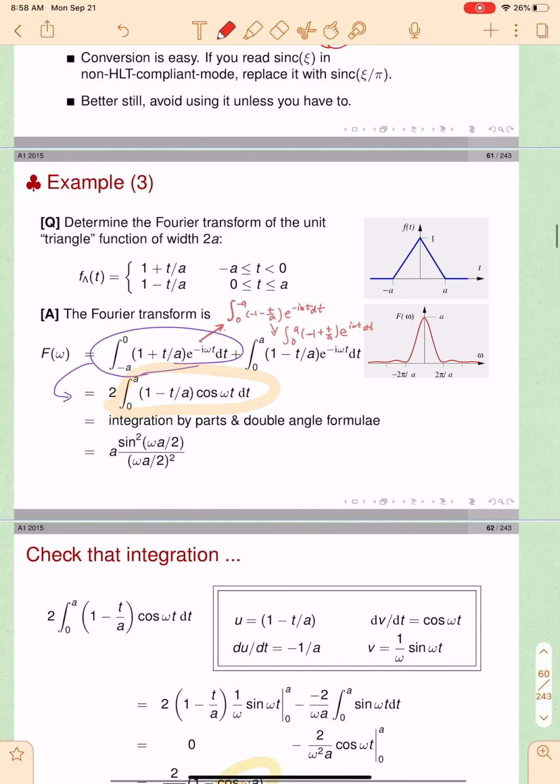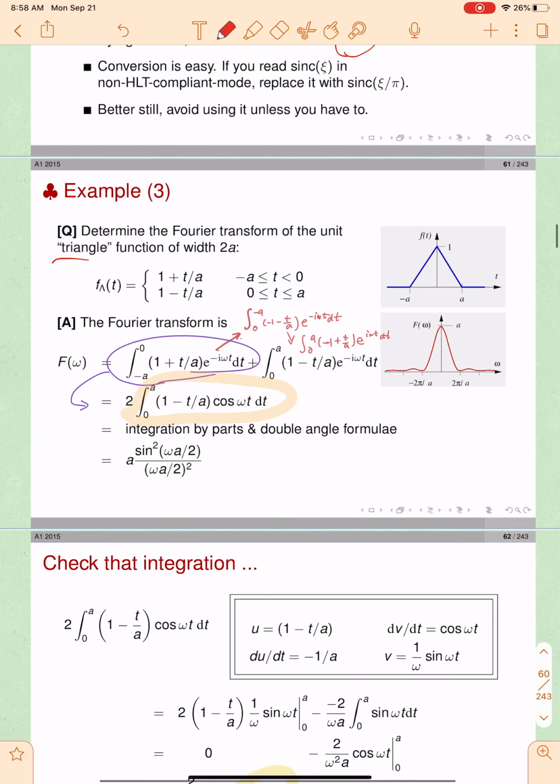Example 3 will use a triangle function, where we have 1 plus t divided by a here and 1 minus t divided by a there. So you need to remember this: 1 plus t divided by a and 1 minus t divided by a. The Fourier transform will be, so you will divide it into two parts, from minus a to 0 and 0 to a. So for this part, you just put in 1 plus t divided by a, and similar for the next part.